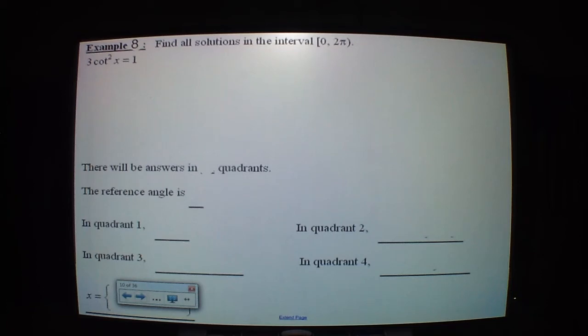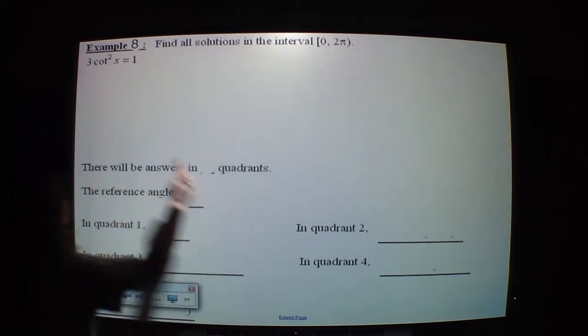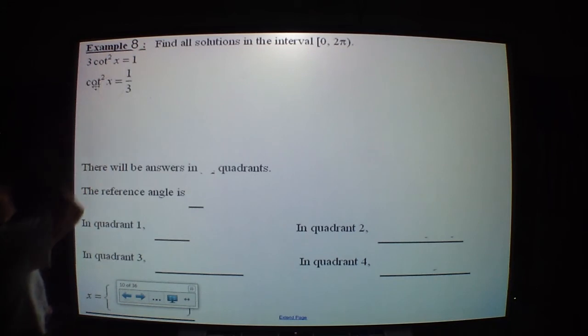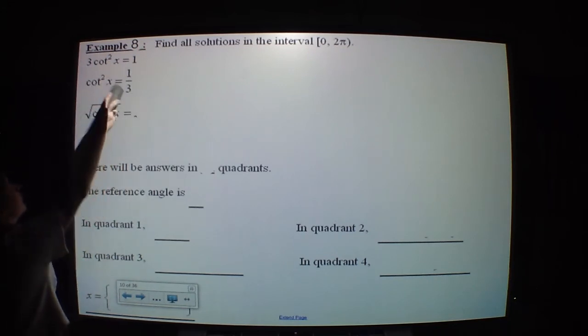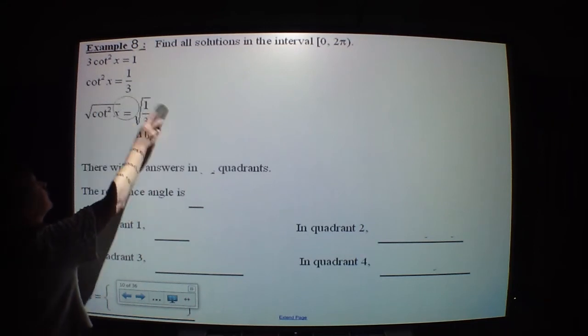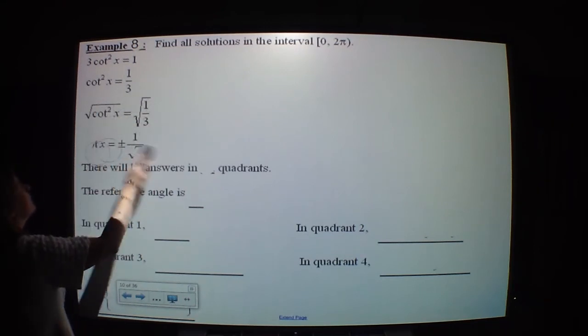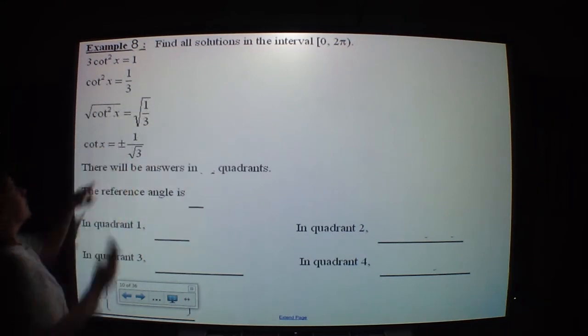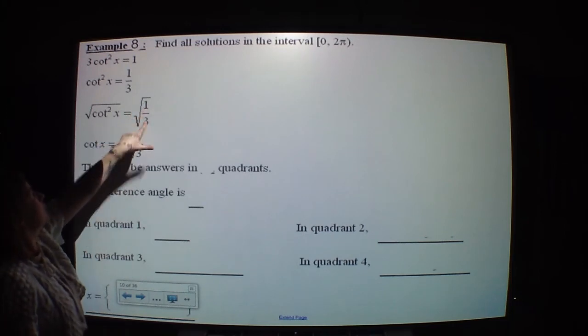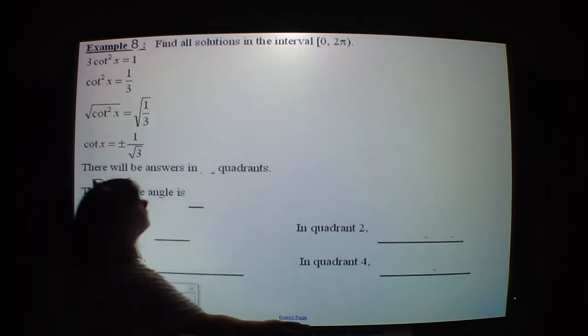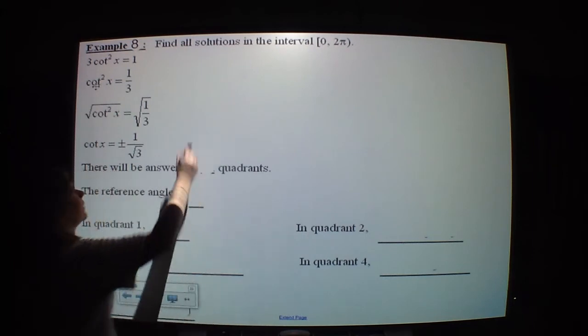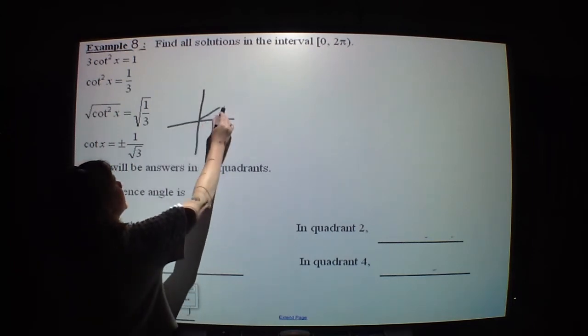Slide 10, number 8. 3 cotangent squared of x is equal to 1. All solutions from 0 to 2 pi. Divide each side by 3 and take the square root of each side. When you take the square root, you'll have plus or minus. Radical 1 is 1, radical 3 is radical 3. So now I'm in every quadrant. Every single quadrant.